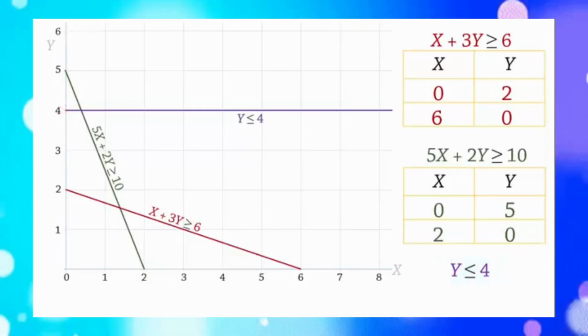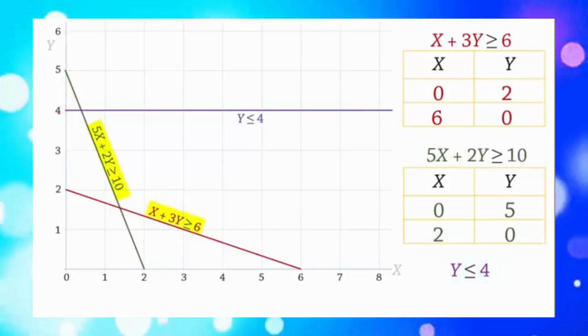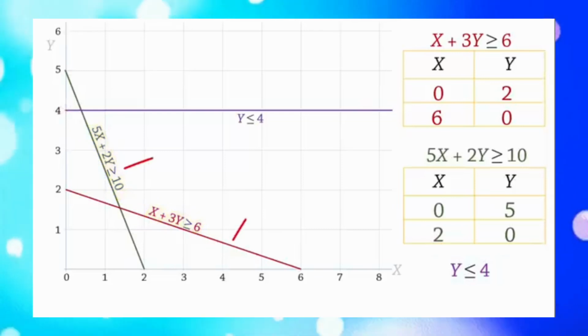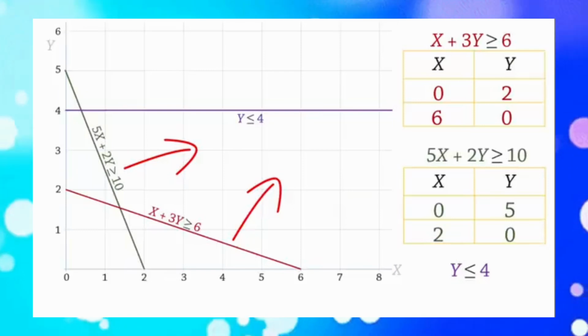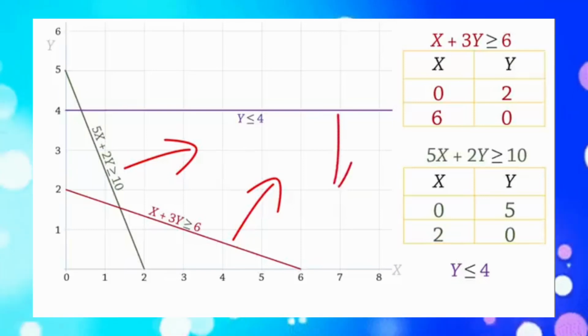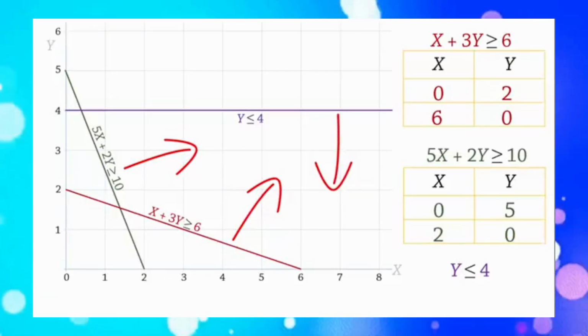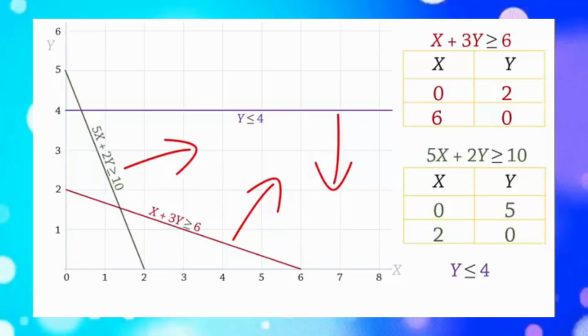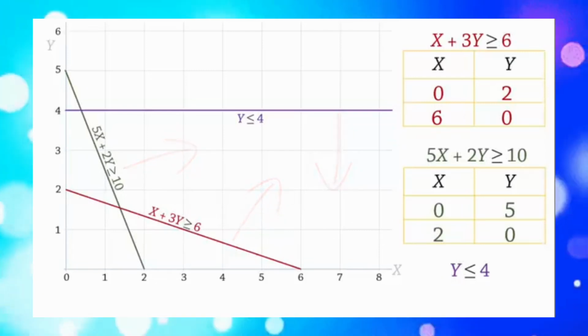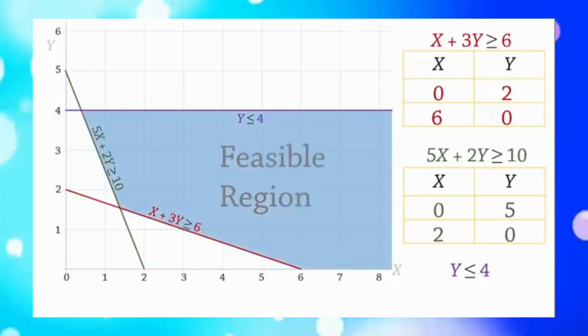Now, since the first two constraints are greater than constraints, they will be satisfied in the region above the lines away from the origin, and y less than or equal to 4 is simply satisfied below the line. The direction of the arrows show that the region satisfying all the constraints at the same time, called the feasible region, is this area shaded in blue.